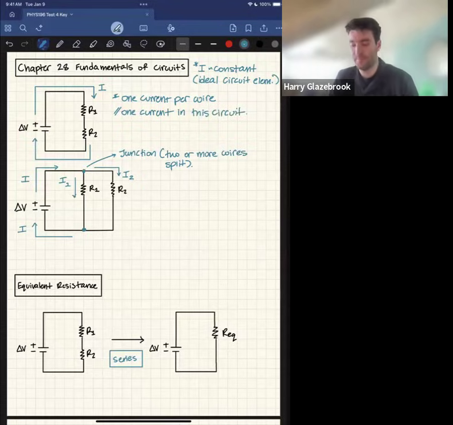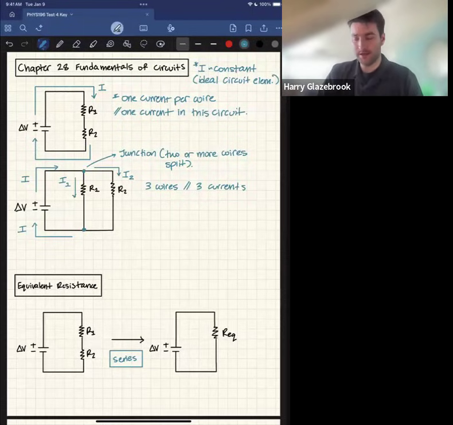Here on the bottom, we have 1, 2, 3 wires. So we should have 3 currents. 3 wires, 3 currents. I know it's kind of simple, but it's helpful when things get a little bit more complicated to literally sit there and see, okay, how many currents should I have? How many wires are here? So it's just good practice. Any questions?